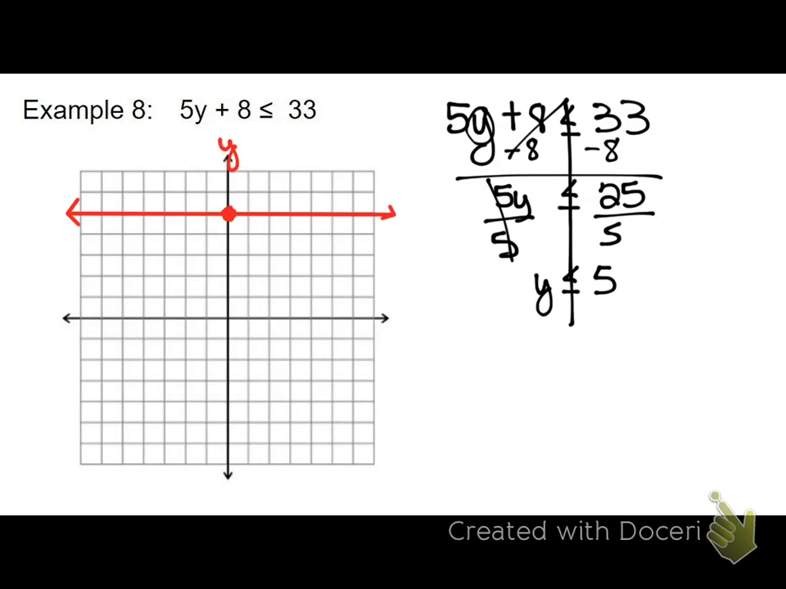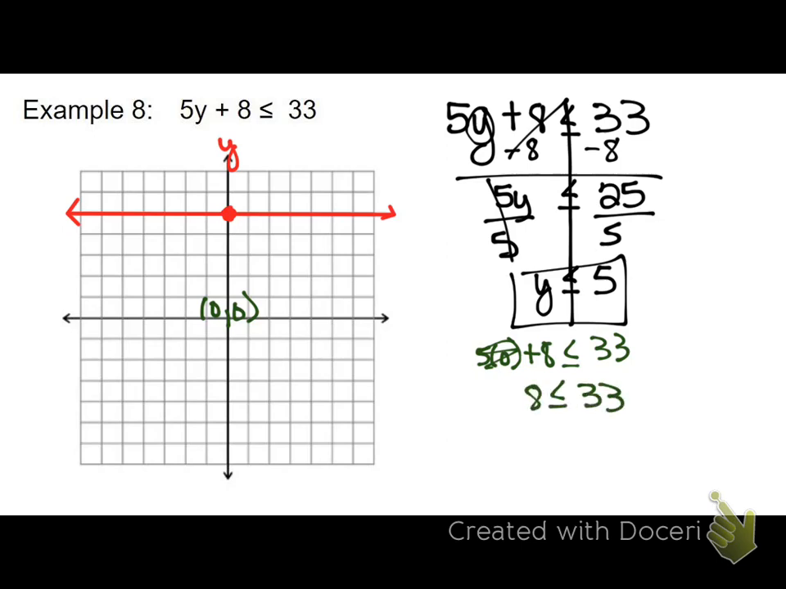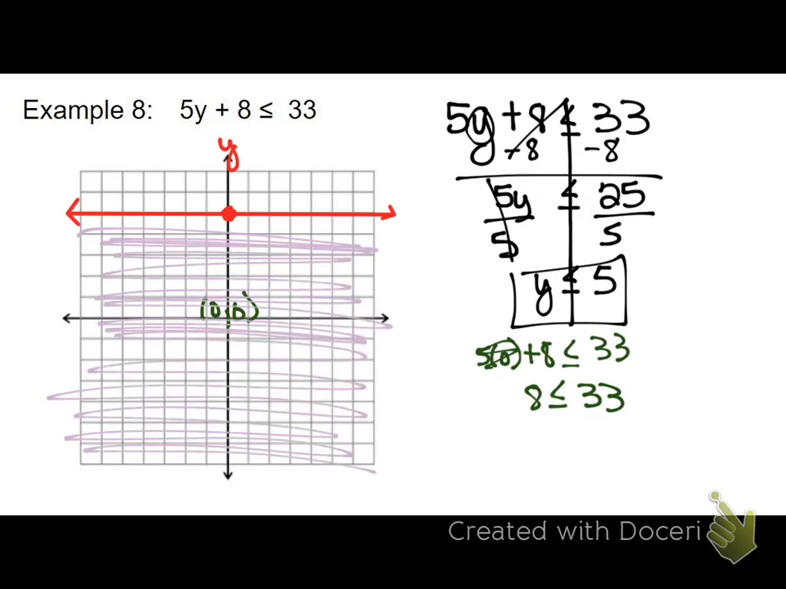Test 0, 0. So I substitute 0, plus 8 is less than or equal to 33. Okay, that cancels, so 8 is less than or equal to 33. Is that a solution? Is that correct? Yeah. So do I shade top or bottom? Bottom, yeah, so towards my solution. And that's it.